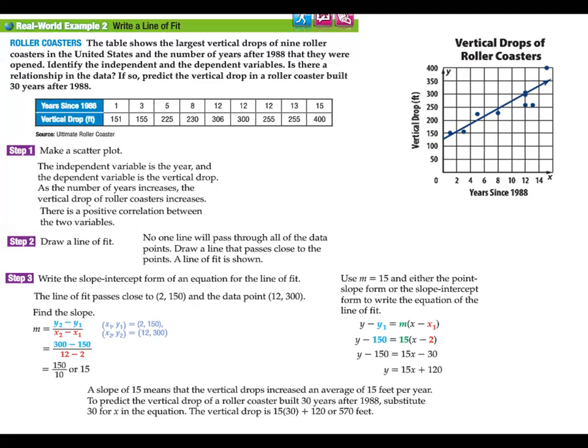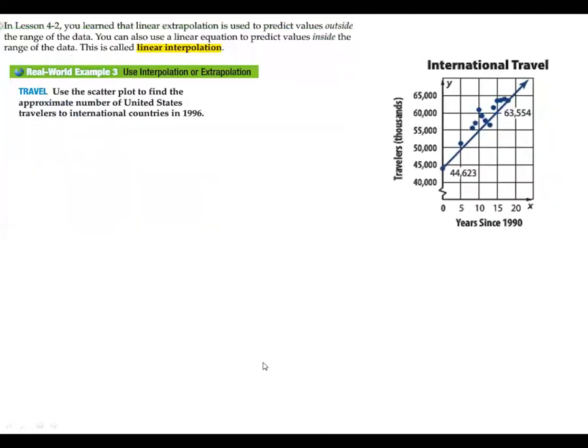So you do 15 times 30 plus 120, or 570 feet. Okay, so what we did here was we took the data, made a scatter plot, drew a line of best fit, basically took 2 points on that line, picked any 2 points, got the slope, and then slammed them into the slope intercept form, or point slope form, and then solve for y to get it in slope-intercept. And then we plugged in the number that they asked us to estimate it for using our equation to get our answer. Okay?